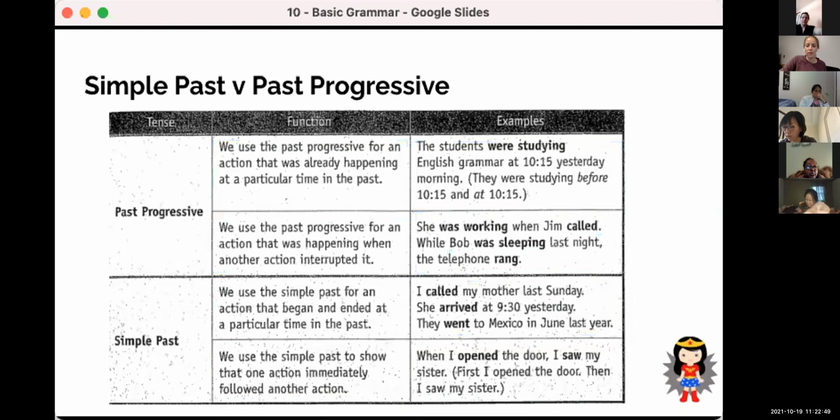Any questions about these sentences or using the past progressive and simple past?